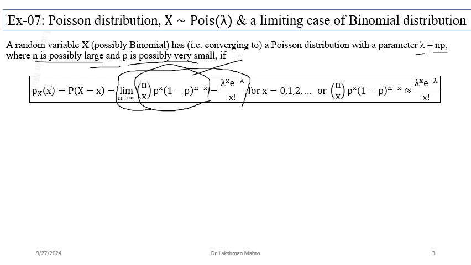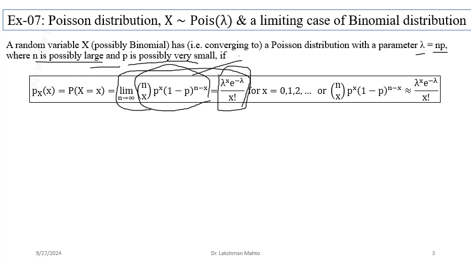You know how to find the limit of a function, the limit of a sequence. It is a limit of a sequence. Your binomial distribution is a sequence in terms of n, and you are taking the limit n tends to infinity. Solve this limit and get this formula. And this distribution we call the Poisson distribution. Poisson distribution is actually a limiting case of the binomial distribution.